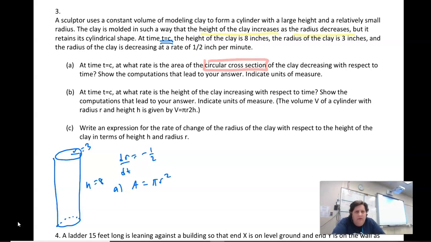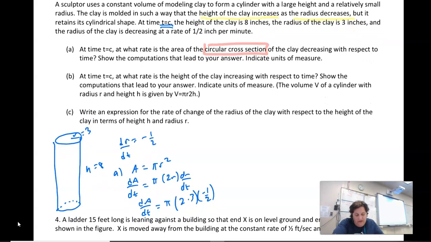And we want to know what rate the area is decreasing with respect to time. So dA/dt is, okay, the derivative of r squared is 2r dr/dt. 2, the radius was 3, and dr/dt was -1/2.